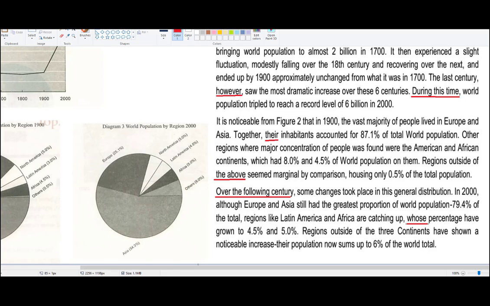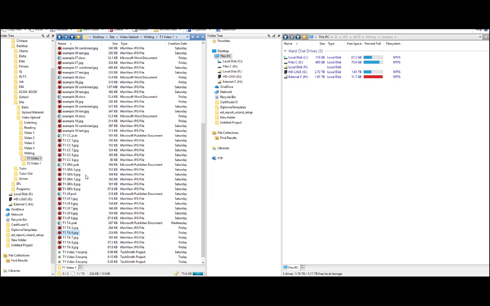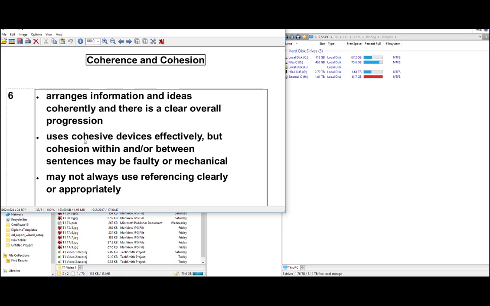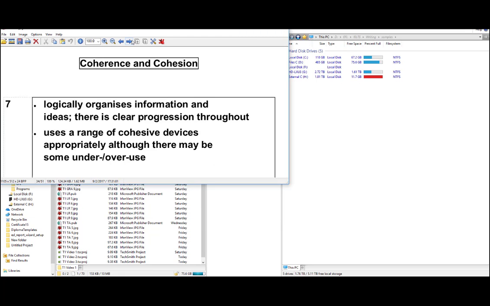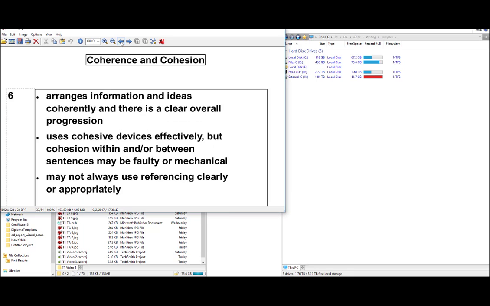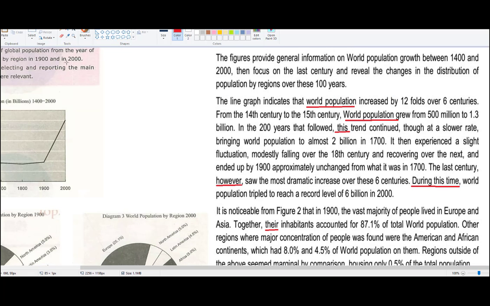Okay. Let's see. Can they get a 7? A range of cohesive devices. Well, I don't think there was a range. But information is presented coherently, and there is progression, and cohesive devices are used effectively. 6 is probably a fair score. Let's move on to vocabulary.